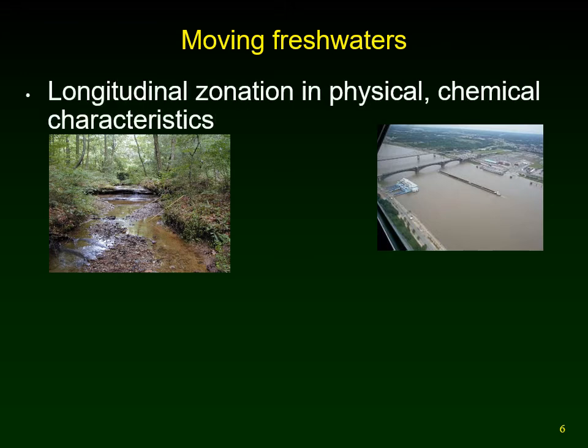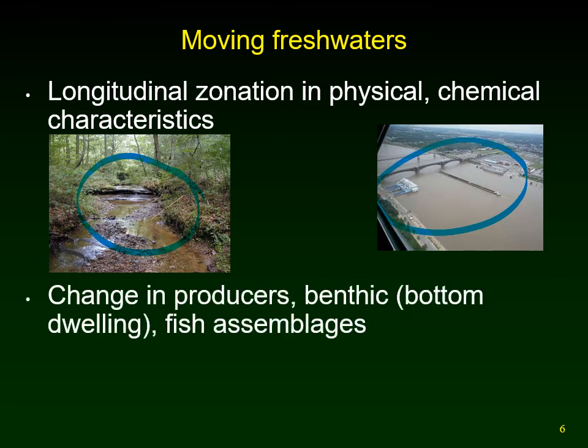There are also moving fresh waters, which are the streams and rivers. We find a zonation from being upstream, with small streams, down to broad, wide, relatively flat rivers that move much more slowly as you get downstream. The physical and chemical characteristics change, which means you have different organisms living in those two different types of moving fresh waters. It changes the algae, it changes what's living on the bottom, it changes what fish you have.